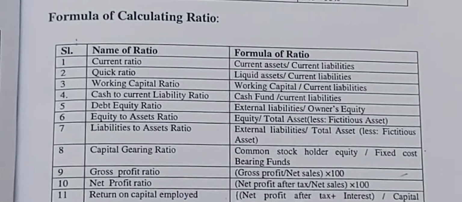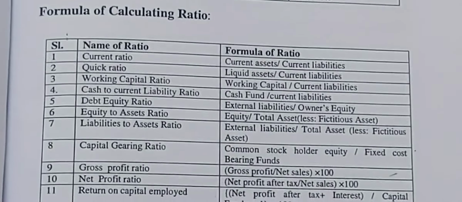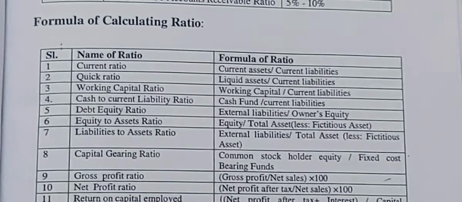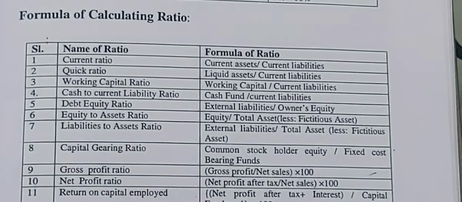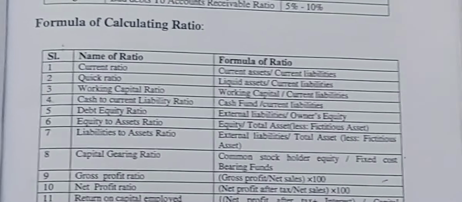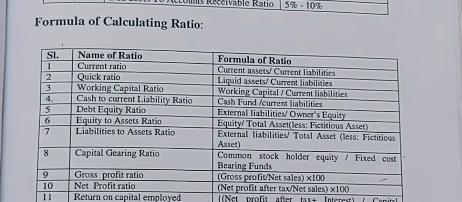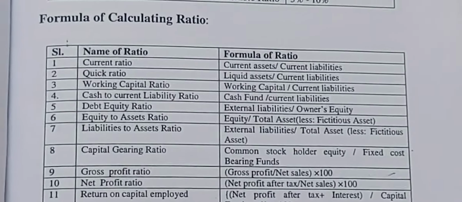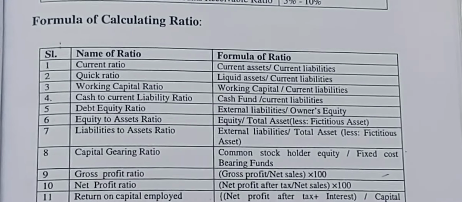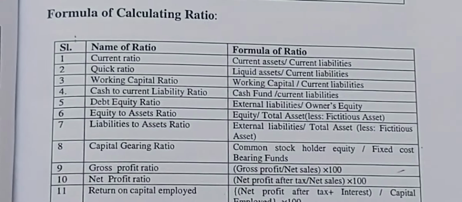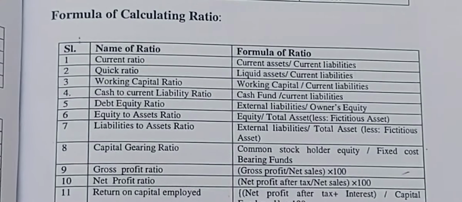Dear students, I think you have opened page number 401 for knowing the formulas for calculating ratios. There are many ratios in this chart. Number 1, current ratio. The formula of current ratio is equal to current assets divided by current liabilities. Second one, quick ratio.